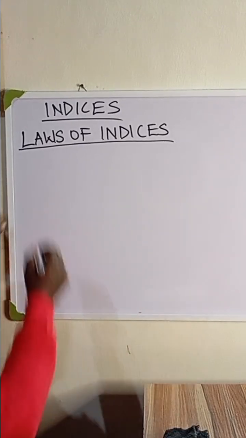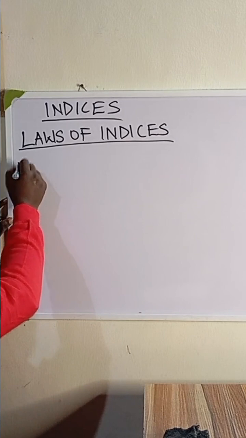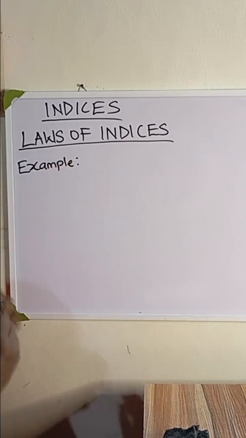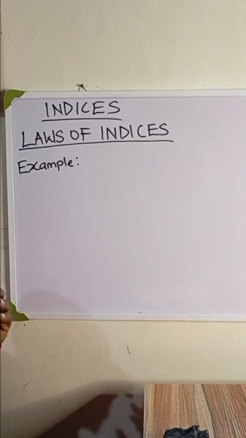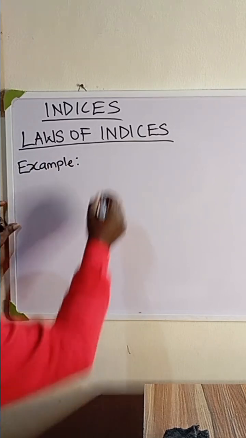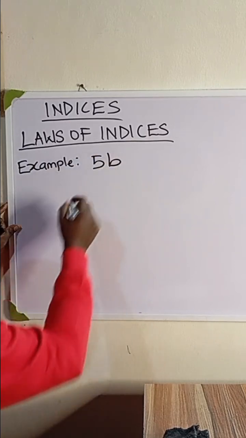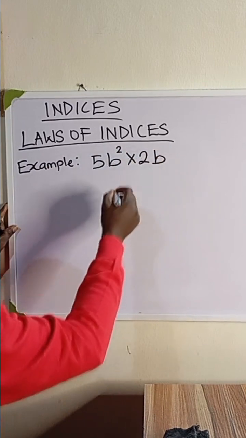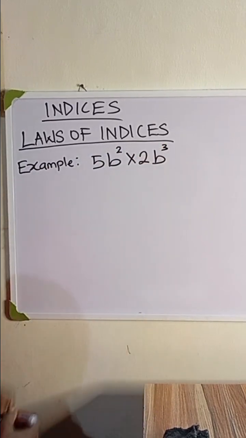Okay, so if we have an example, remember we are still on the first law, the addition law. If you have 5b to the power of 2 multiplied by 2b to the power of 3, let's see how to solve this.